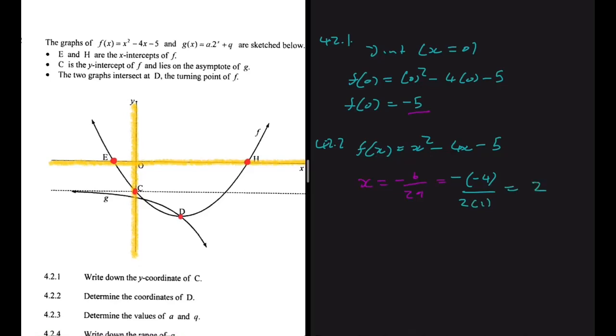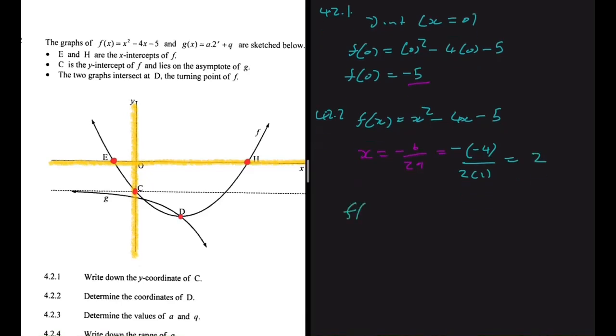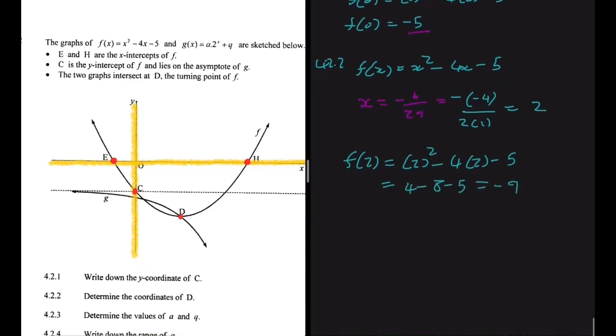Now that we have that 2 there, we're just going to substitute it into the equation f of x. f of 2 is equal to 2 squared minus 4 multiplied by 2 minus 5. So this will be equal to 4 minus 8 minus 5, and that should be equal to minus 9. So the coordinates of D: we have 2 for the x value and minus 9 for the y value. It's easy to see.